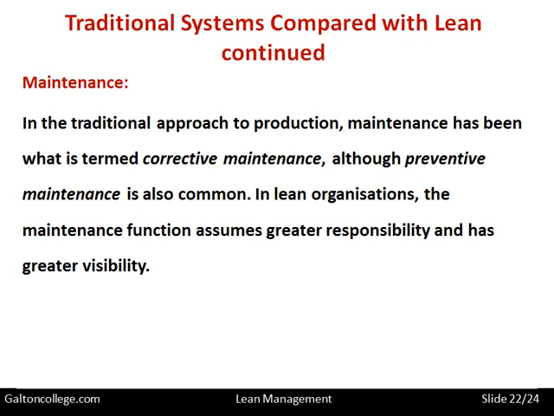Maintenance. Well, in the traditional approach to production, maintenance has been what is termed corrective maintenance, although preventative maintenance is also common. Now, let's just talk about that for a second. With a production system, corrective maintenance is realigning the machines and making sure that anything that's gone wrong has been corrected. Now, this could be the machines are badly set, or the tools on the machines are wearing out and need to be replaced. So sometimes the business waits for it to happen and then corrects it. But by which time, of course, bad quality output has been produced.